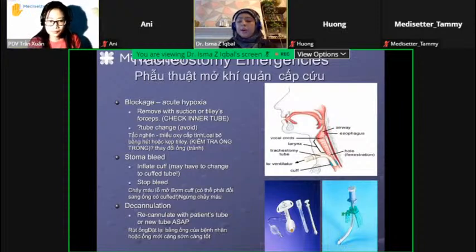If you're concerned about blockage beyond this tube, you can put the endoscope into the tube so that you can have a look at the left and right main bronchi to see whether there's any obstruction lower down.